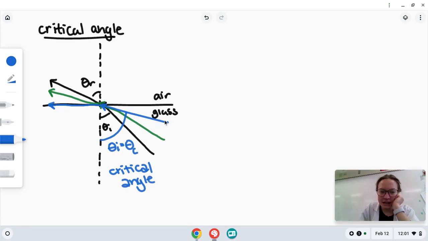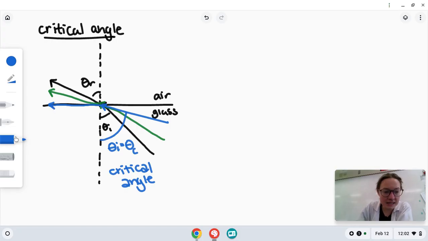Here's the idea. If you launch a light ray at the critical angle, it'll never make it out of the first material. The critical angle only works, by the way, when you're going from a more dense material to a less dense material. You have to go from glass to air. You can't go from air to glass. But if you're going from a more dense material to a less dense material, it's possible to launch light at a critical angle such that it never makes it out of the glass, and the light ray just goes nice and parallel with your surface.